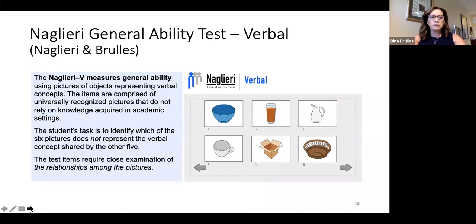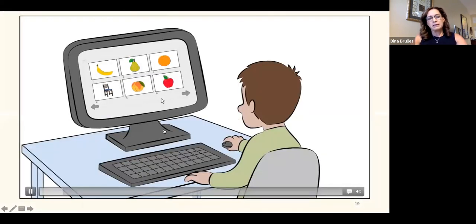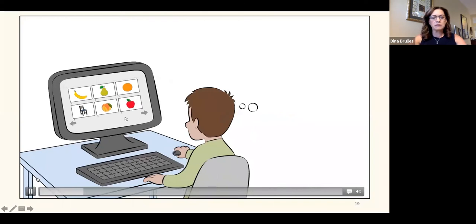So with the verbal, the student's task is to identify which of the 6 pictures does not represent the verbal concept that's shared by the other 5. And we start off very easy in order to show the students how to answer the questions and make sure they're getting them. But this is what I was talking about for the animated instructions.